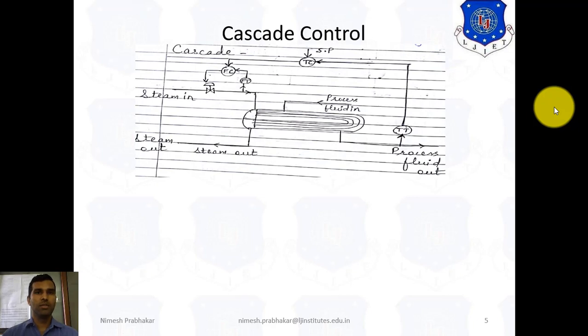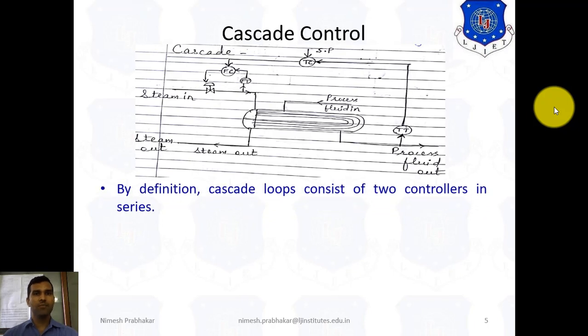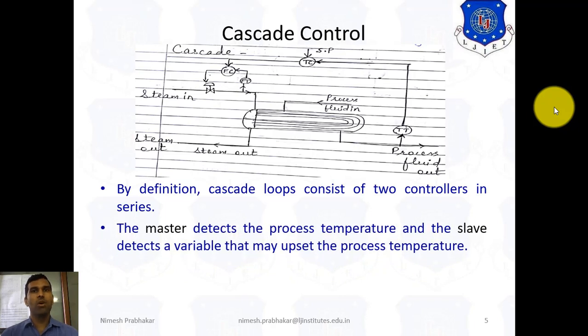See, this is a representation or the figure of the cascade control. Now, as the name suggests, or by definition, a cascade loop consists of two controllers in series. That means in a feedback controller we use only one controller, but here we use two controllers in series. One is called the master controller and the second one is called the slave controller. The master detects the process temperature and the slave detects a variable that may offset the process temperature.